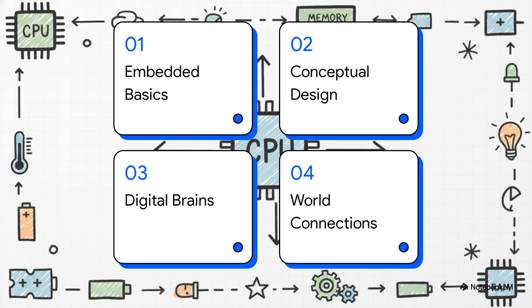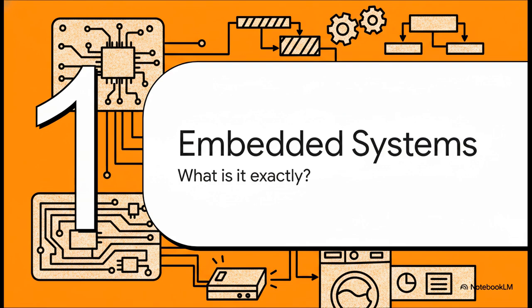Okay, so here's our roadmap for today. First, we'll cover embedded basics. Second, conceptual design. Third, digital brains. And finally, world connections. Let's kick things off with Section 1. What exactly is an embedded system?